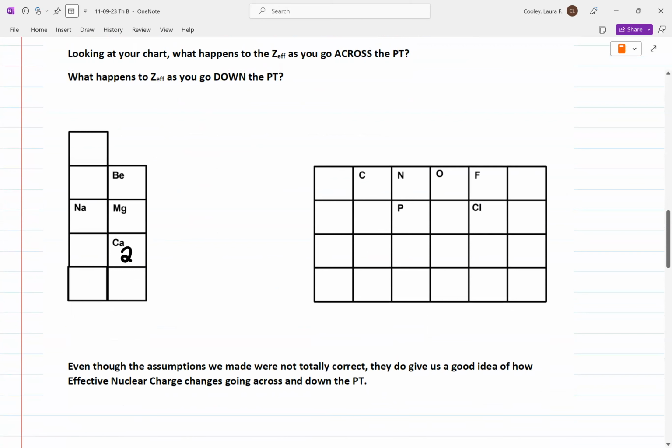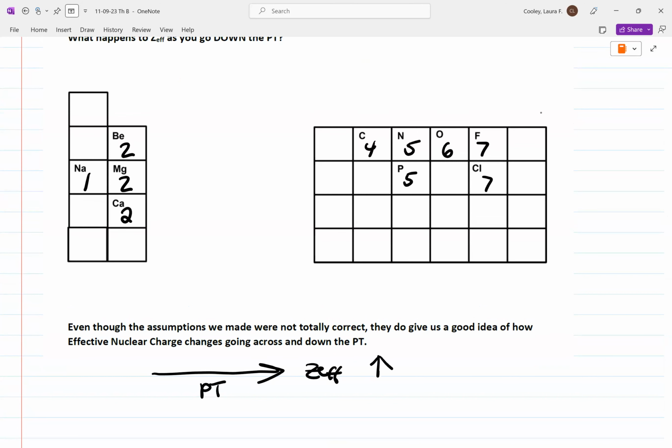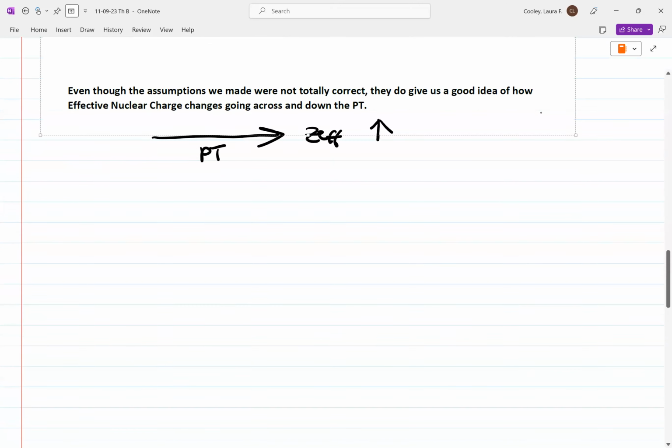So what do we have for answers here? Beryllium was done on the chart. Magnesium, what did you get for magnesium? 2. Sodium. Carbon. Nitrogen. Oxygen. So what emerges here, and I'll explain it in words next time, is that as you go across the periodic table, Z effective increases. As you go down the periodic table, Z effective is the same.